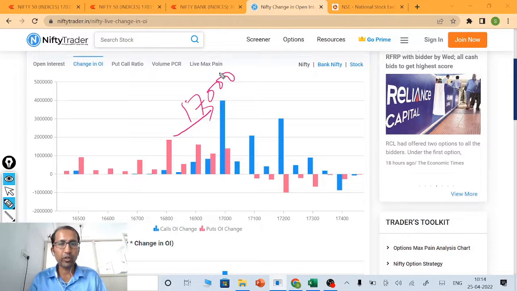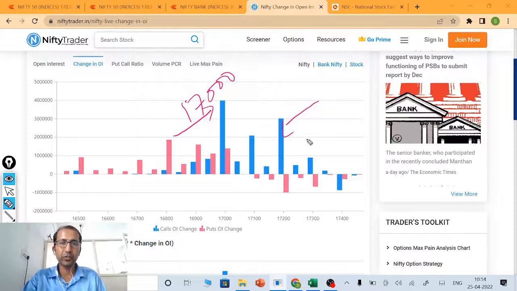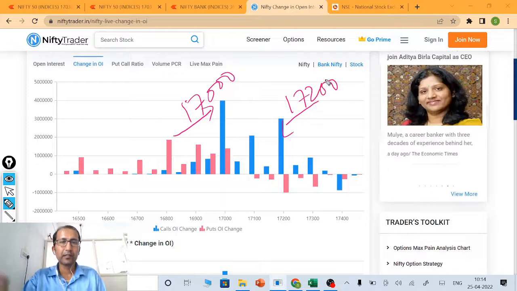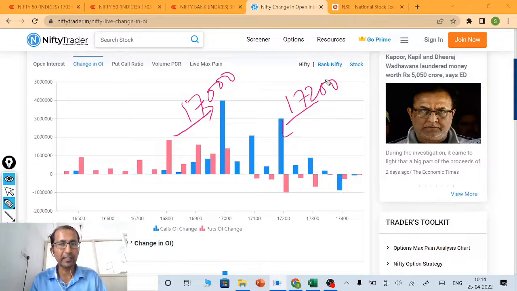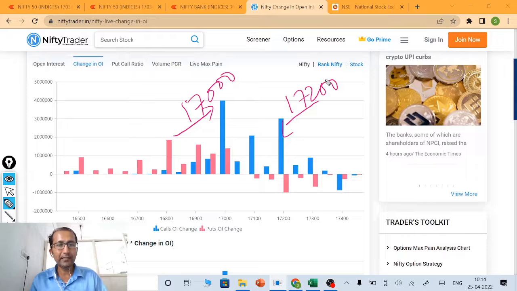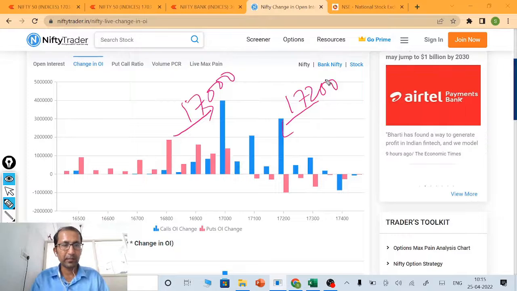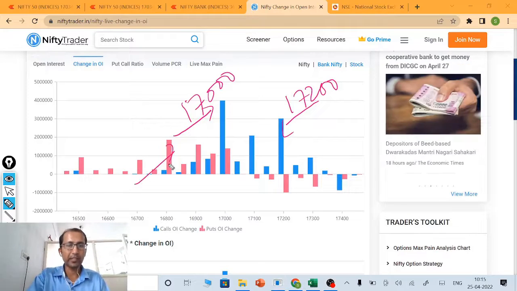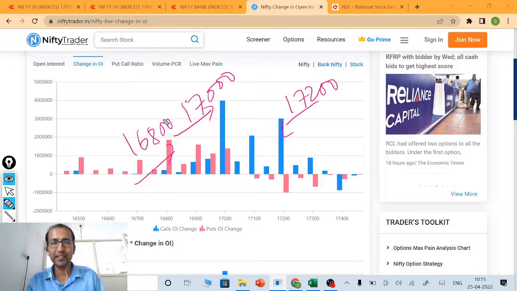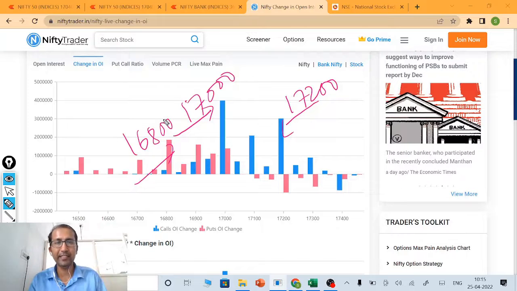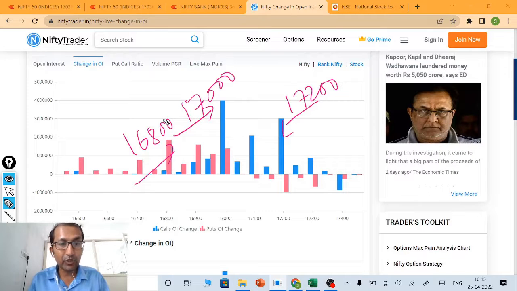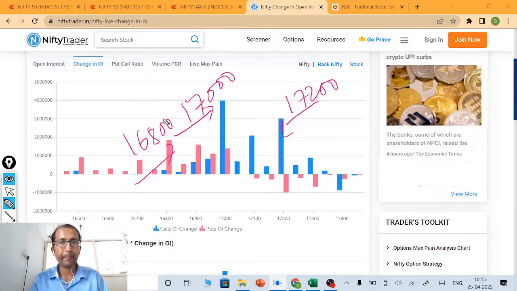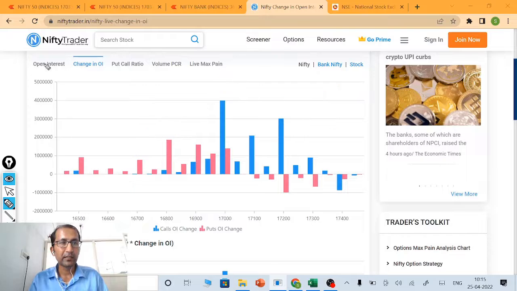Now the next call buildup is around 17,200. So if the market is taking off 17,000, the next level is 17,200. Hardly there is any put positions. You can see the biggest put tower is at around 16,800. So on the lower side we have got the 16,800, on the higher side we have got the 17,000. So market will be trading in a range between 16,800 to 17,000.